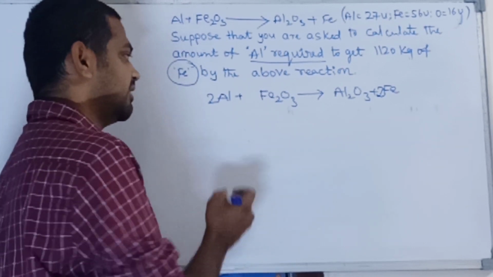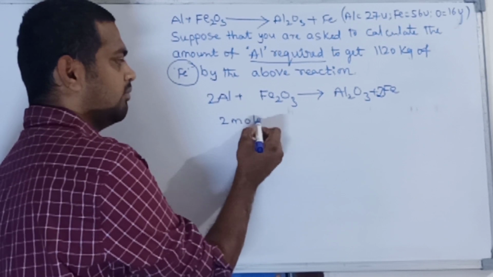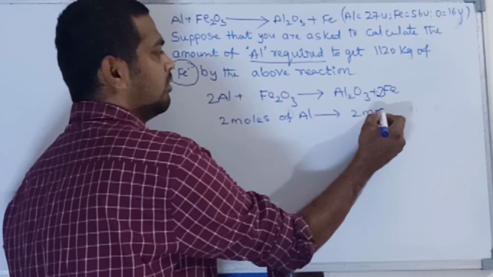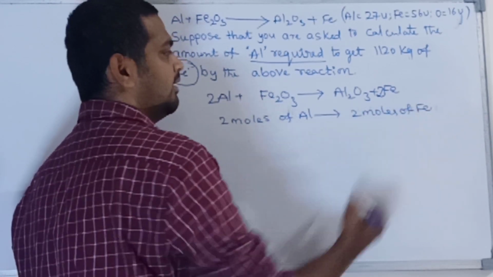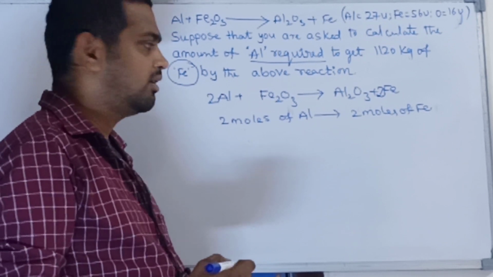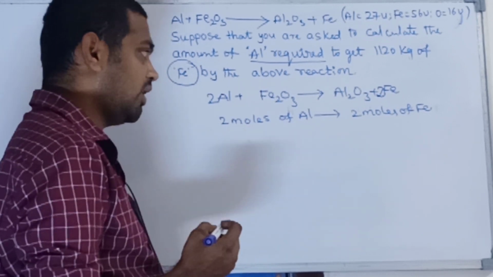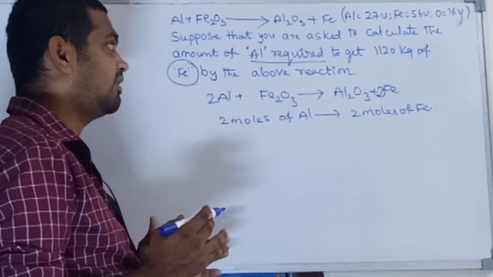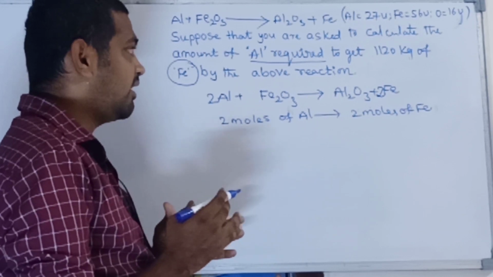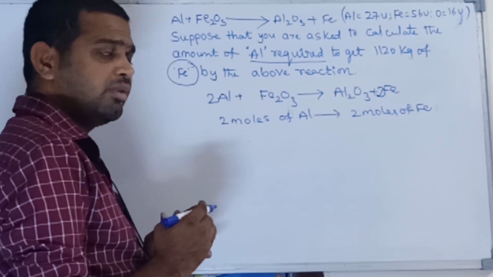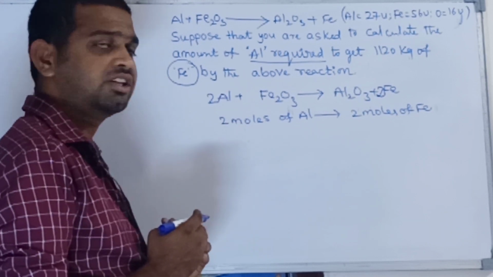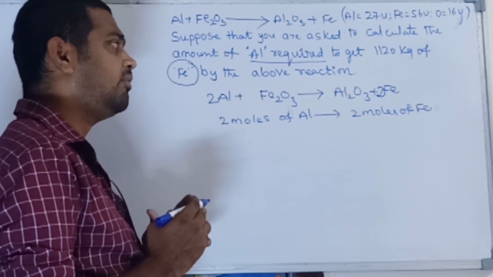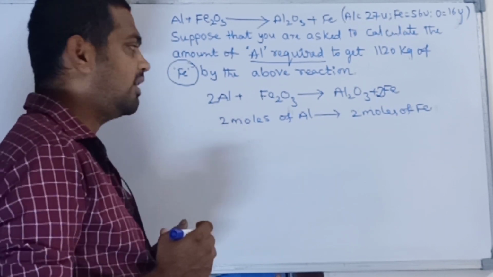From this equation, it is clear that 2 moles of aluminum is producing 2 moles of iron. From the balanced equation, we got this data. Why did I take the aluminum and iron relationship? In the question itself, he asked, based on the given data, to calculate the amount of aluminum required to get 1120 kgs of iron. So that's why I established the relationship between aluminum and iron from the balanced chemical equation.